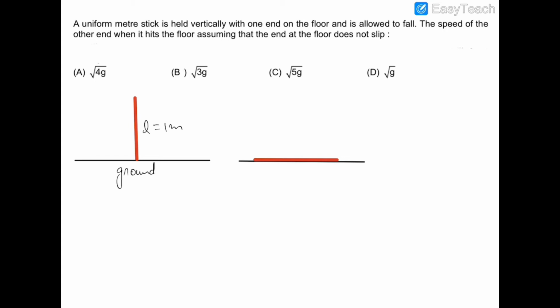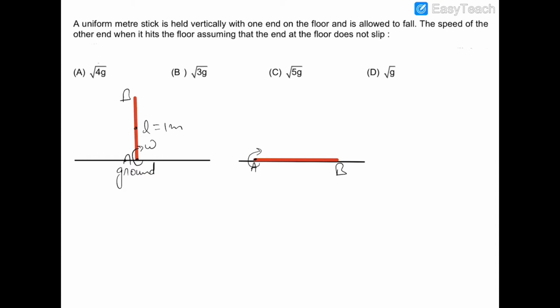So let us first of all name the ends. This is A and this is B. So we know that this will rotate about the end A because end A is at rest and it is not slipping on the ground.